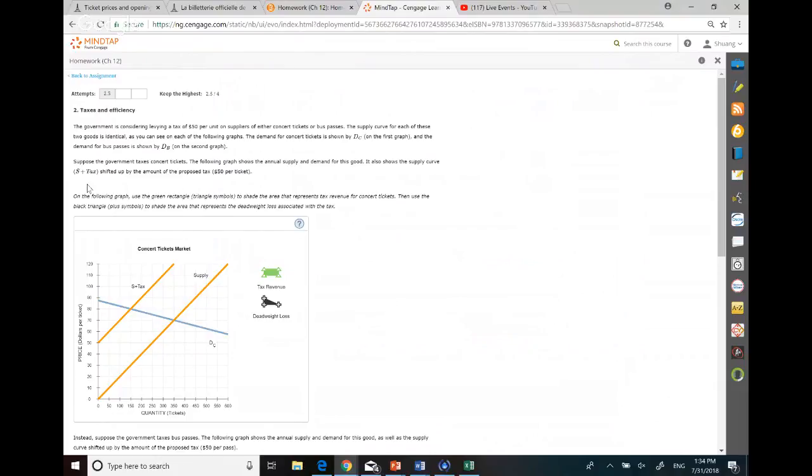So for the first one, suppose the government taxes concert tickets. The following graph shows the annual supply and demand of the good. It also shows the supply curve, which is the S plus tax, shifted up by the amount of the proposed tax, $50 per ticket. All right, so we're looking for two things: our tax revenue and something called deadweight loss.